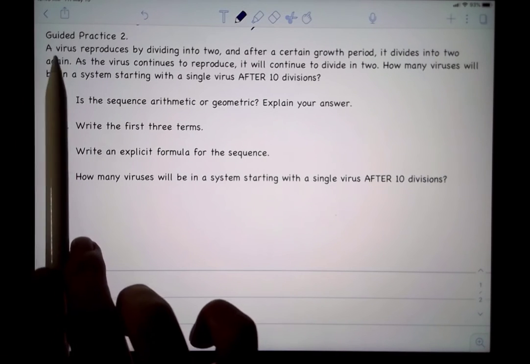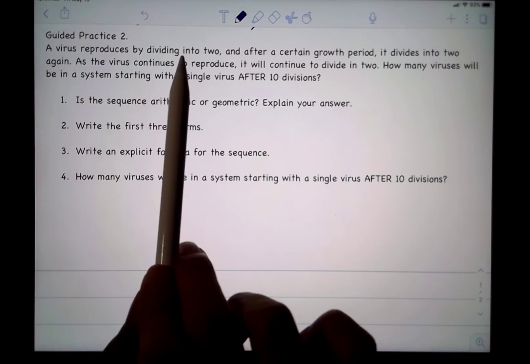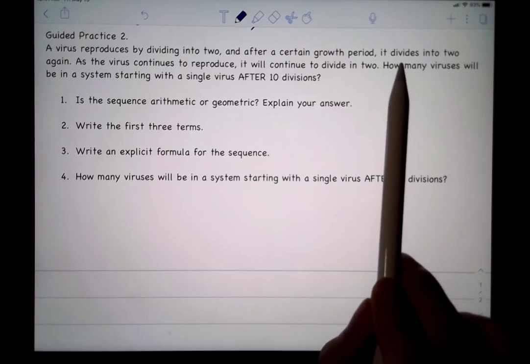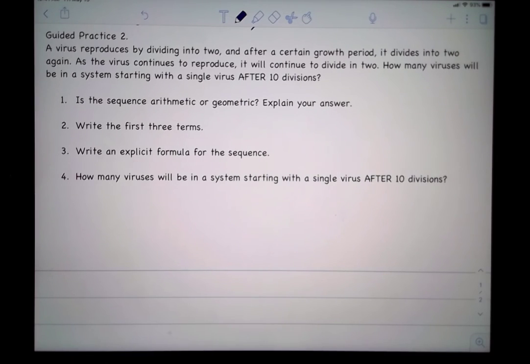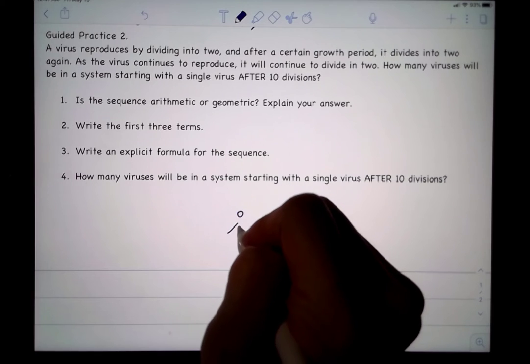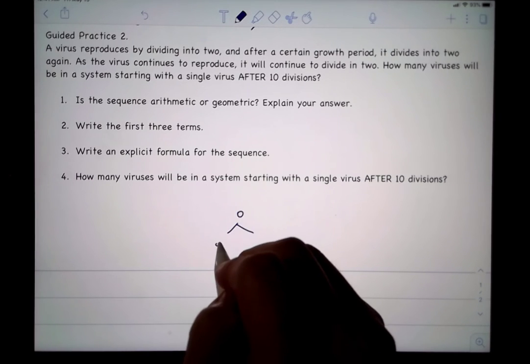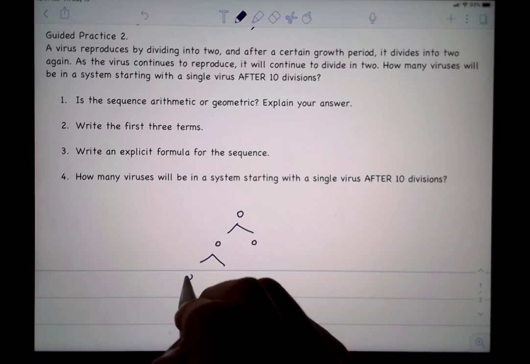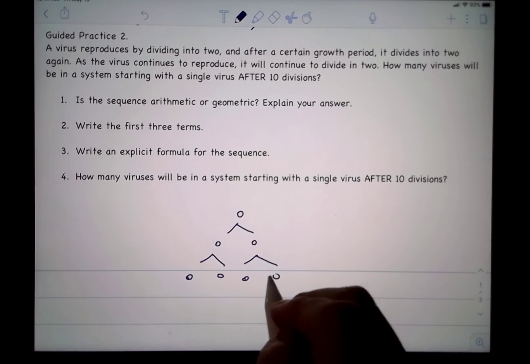But anyway, a virus reproduces by dividing into 2. And after a certain growth period, it divides into 2 again. So it keeps dividing by 2. So there was one virus here. After a few hours, it turned into 2 viruses, right? And then more, like that. It goes like this.